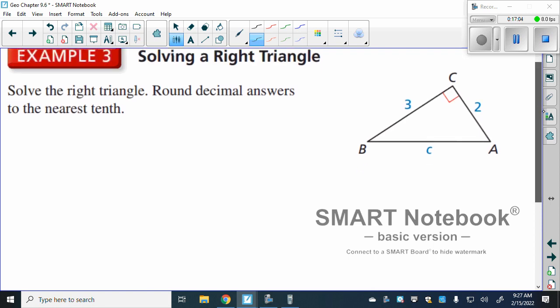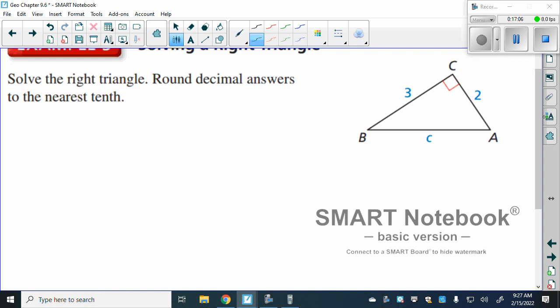Now, looking at this here, C is probably going to be the one that's easiest to solve for first, because we actually don't need to use sine, cosine, or tangent to find it. What can we use?